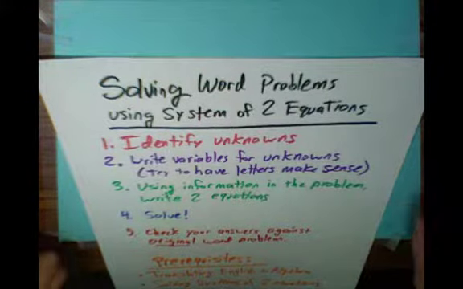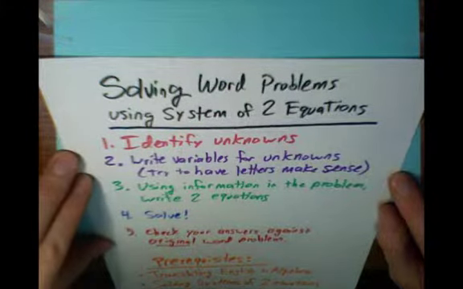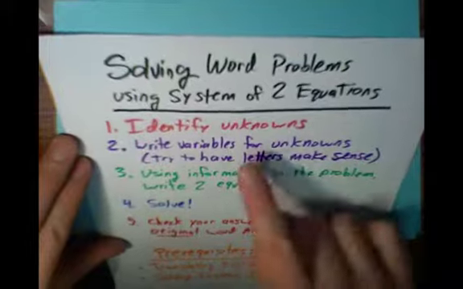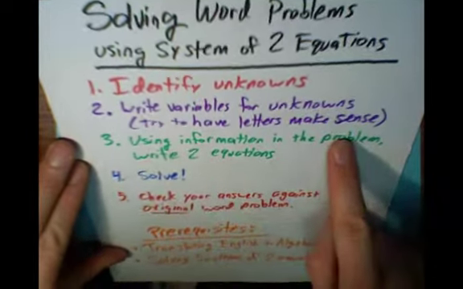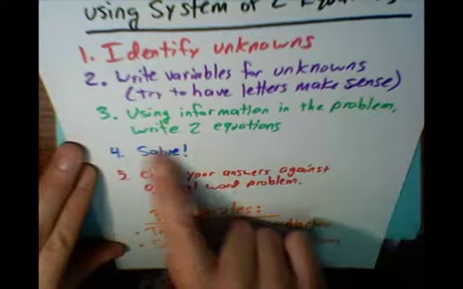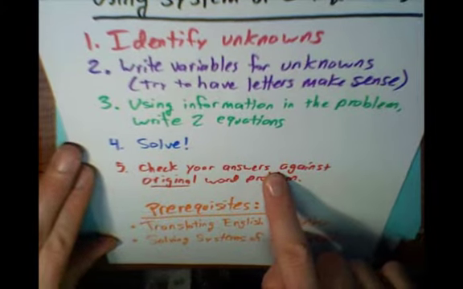We'll do a second example in this video. Just to recap, to solve word problems with a system of equations, we first identify the unknowns, writing variables for them. Then we write two equations using the information. We solve it, and we check our answer.